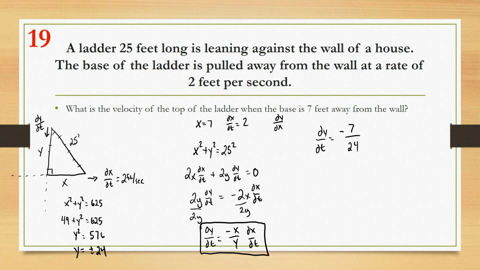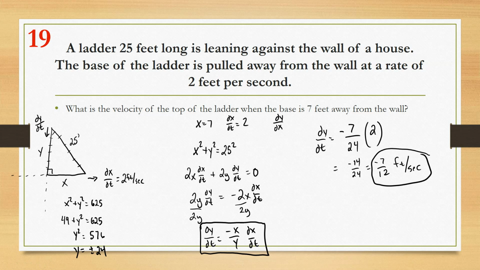Now remember, this is coming down, but that's the velocity that's going down, right? This is still in the positive y direction. So any value of y will always be positive. And then we're going to multiply by dx/dt, which is 2. So that gives us negative 14 over 24, which is negative 7/12, and we need to put our units, feet per second. Well, I had to circle that part. Okay.